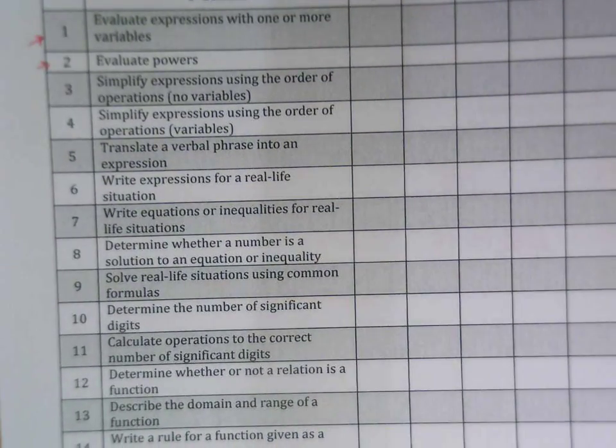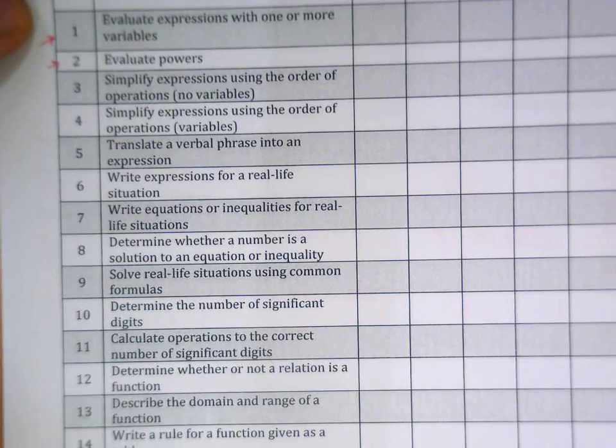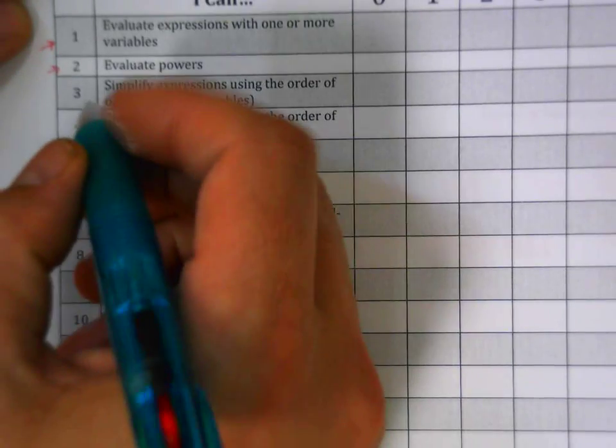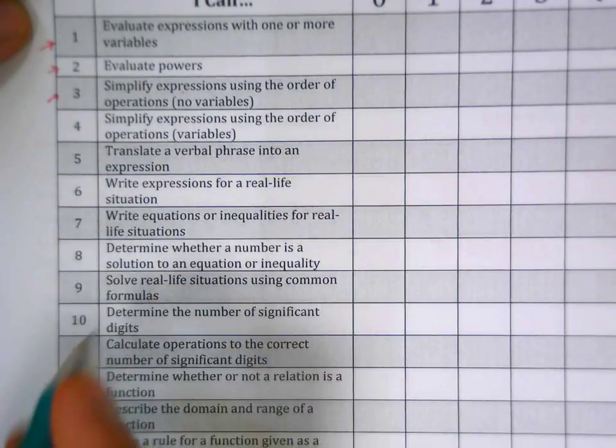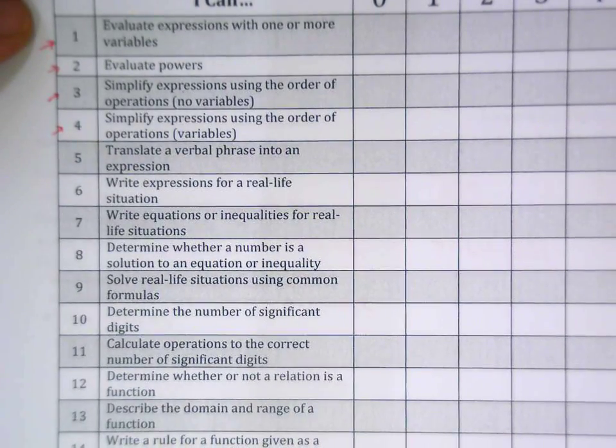Hey there, algebra students. In the last lesson, we evaluated expressions with one or more variables, but we also evaluated powers. Here in lesson 2, we're going to simplify expressions using the order of operations, both with no variables and with variables. So you see some examples of those.